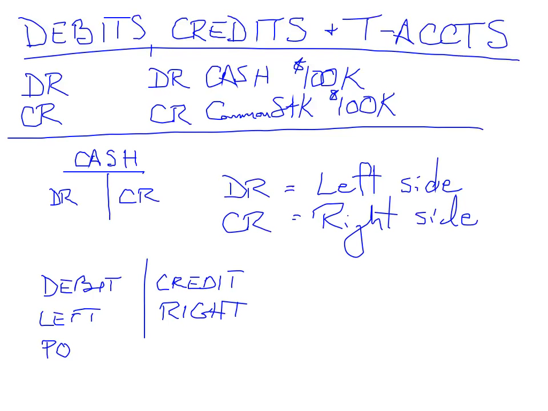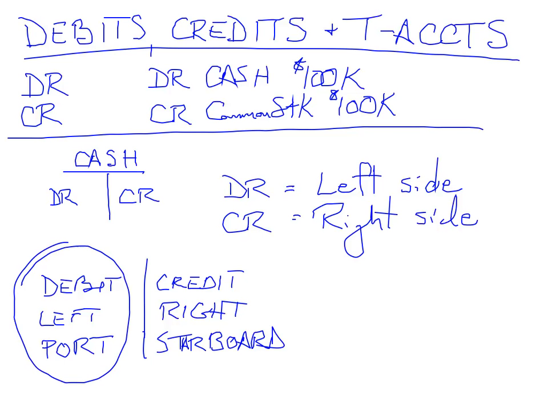If you were ever in the Navy, then you also know the words for left and right, port and starboard. So that means the left side of the ship and the right side of the ship. So they all go together. So left equals debit and right side equals credit. That's one way to remember. That's a very useful thing that will come into play when we do transaction analysis, which is our next video.